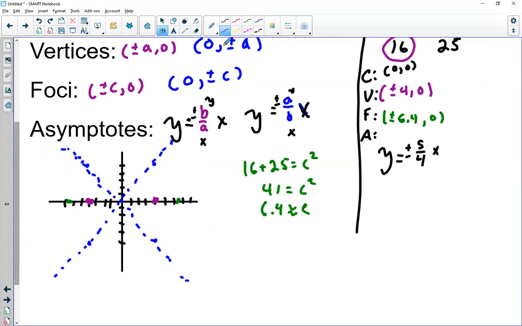Yeah, it's rise over run. And since you're doing positive and negative, you go every direction. Up 5, right 4, up 5, left 4, down 5 from the center. Or in this case, the origin, because our center is always the origin.